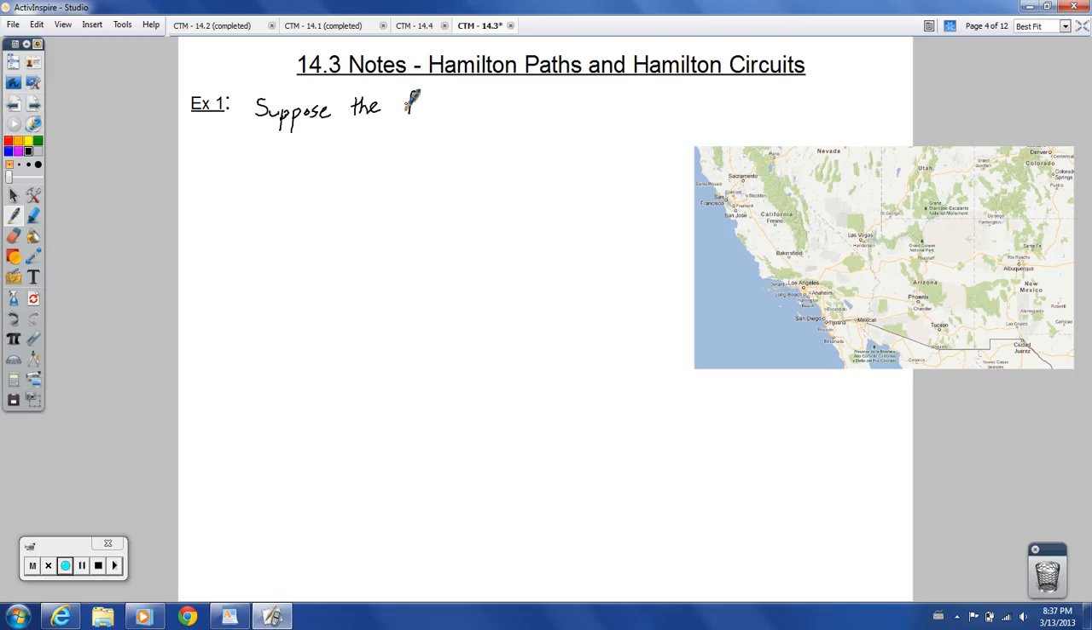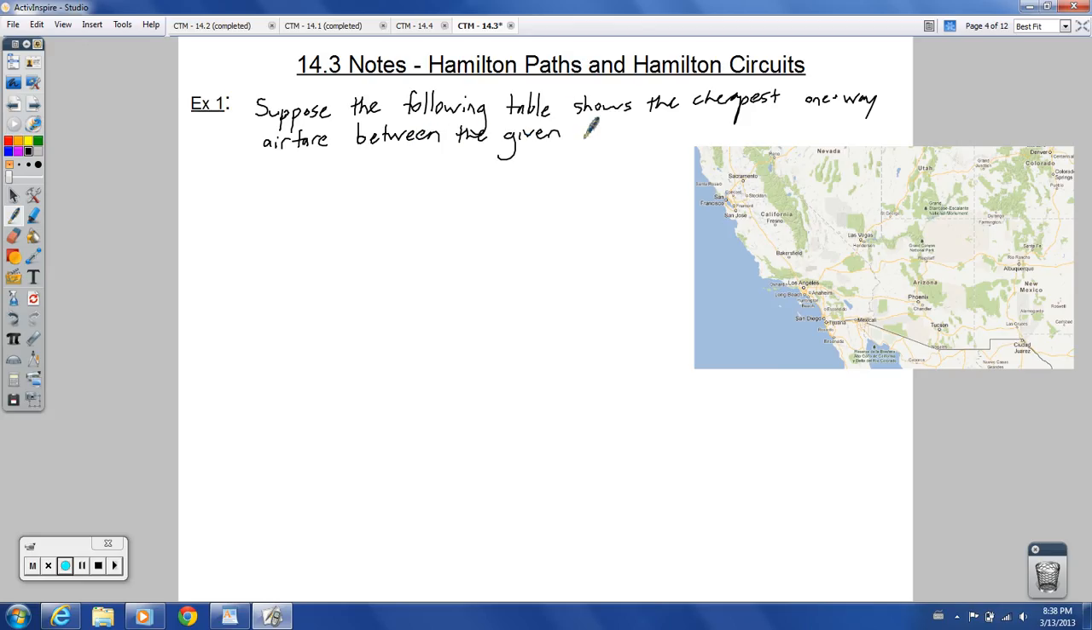So let's get started right with an example right now. Example 1, suppose the following table, what table you ask? Oh, we'll get to that in a moment, shows the cheapest one-way airfare between the given cities.